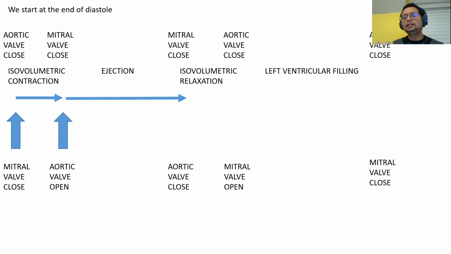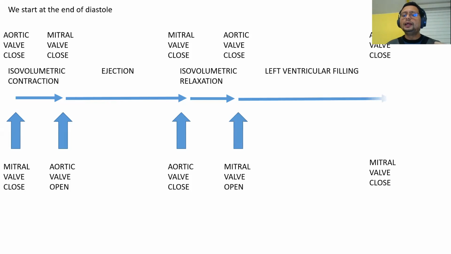At early diastole, the pressure inside the right ventricle goes down and down, but the volume stays the same. That is the period of isovolumetric relaxation. In isovolumetric relaxation, the right ventricular pressure will go down until it is lower than the right atrial pressure, and then the tricuspid valve will open, and then we have the right ventricular filling. So that is a complete cardiac cycle.